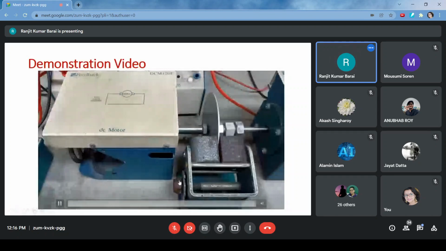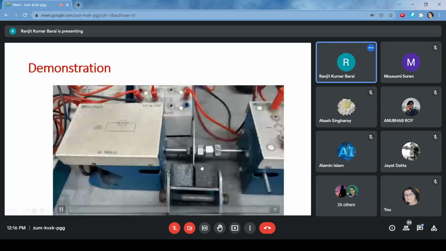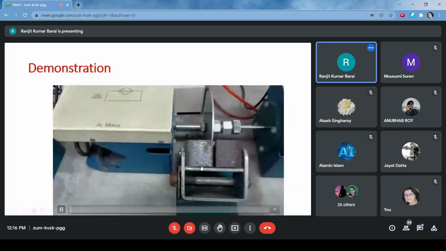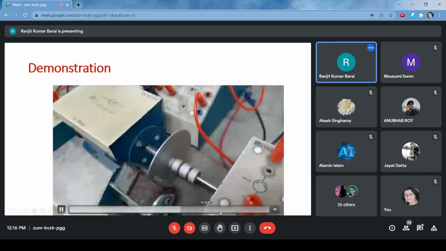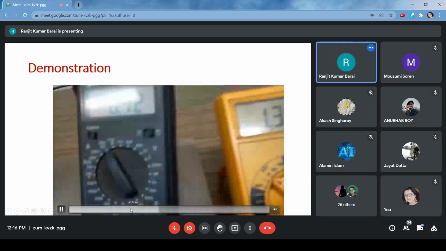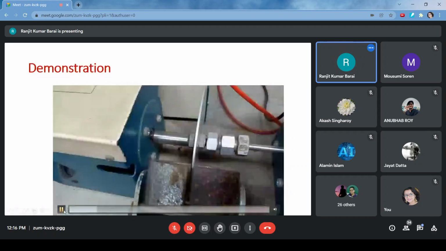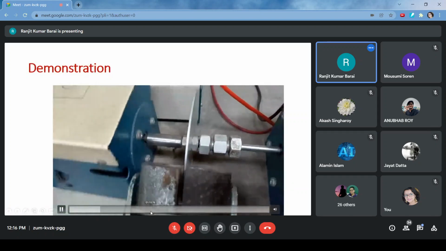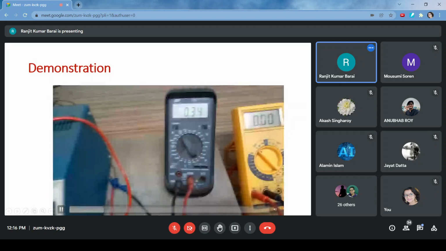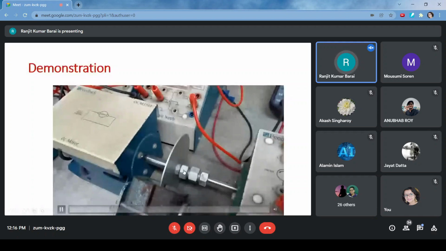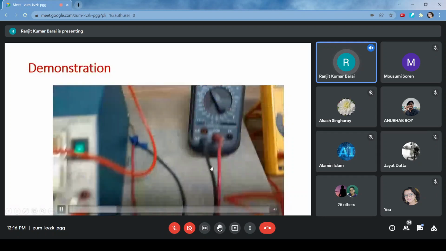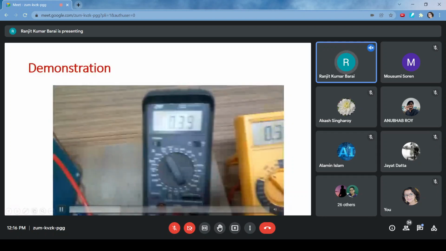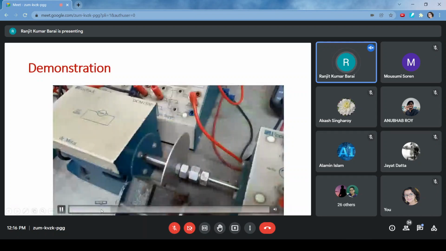Oh, it is running. We will give supply. We'll give some reference input, and the rotation will start. It has just started rotating. Now I think a very small load has been applied. Very small load, almost no load.